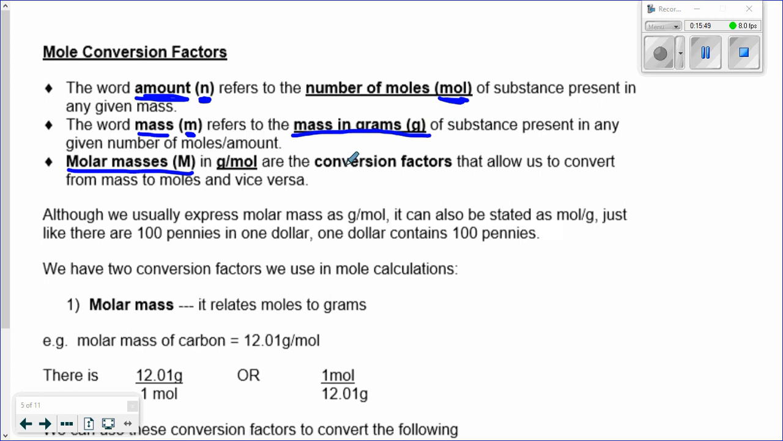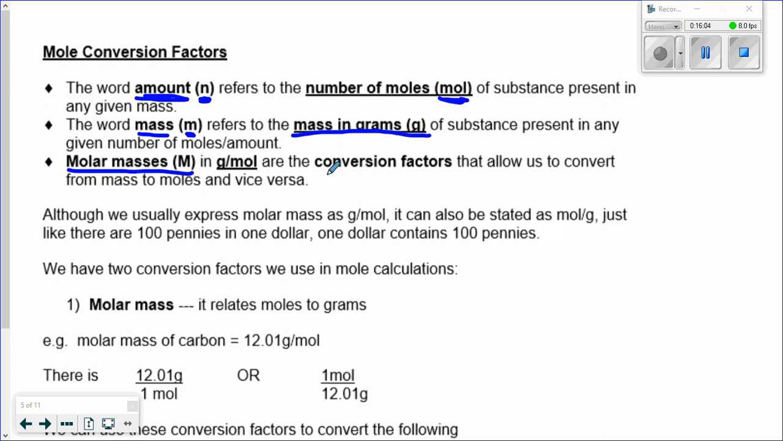So although we usually express molar mass as grams per mole, it can be stated as, sorry, I have a crying child right now. Okay, my husband's dealing with it.